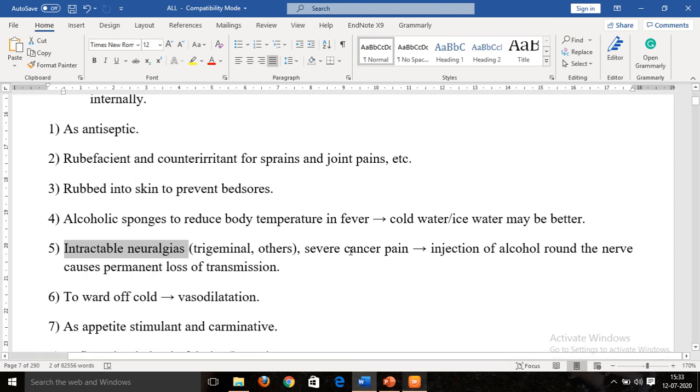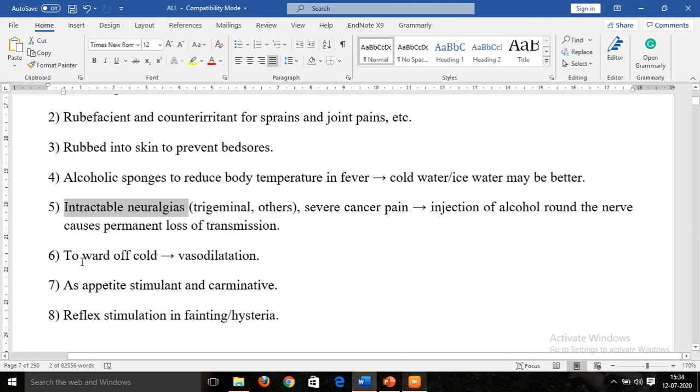And in case of severe cancer pain, cancer patients suffer from severe pain, and in terminal cancer patients it is quite severe. So how alcohol can serve in these two purposes is that, again, we have seen under the local actions of alcohol that once you inject the alcohol around a particular nerve, it permanently damages that particular neuron. So that neuron will lose its function permanently. So in these two conditions, whichever nerve is producing that pain, identify that nerve and inject the alcohol around that nerve. Once that nerve is damaged, the pain will not be felt.